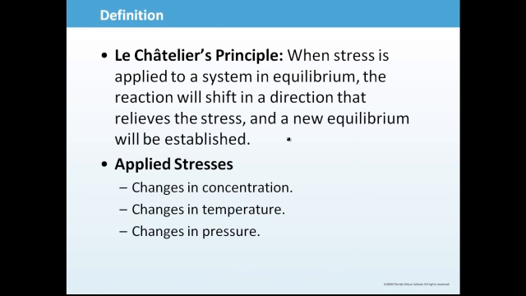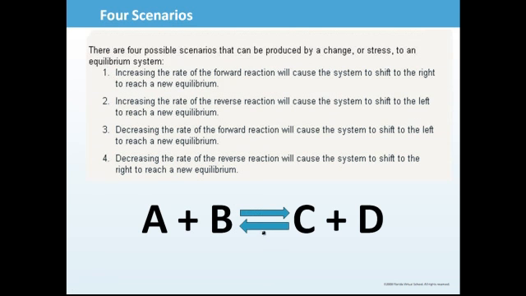So Le Chatelier's principle simply says that when a stress is applied to a system at equilibrium, the reaction is going to shift in a direction that relieves the stress, and then it's going to establish a new equilibrium. The three types of stress that we're going to look at are changing the concentrations, changing the temperature, and changing the pressure. These are the three we're going to look at. So let's just go ahead and look at each of these one at a time here.